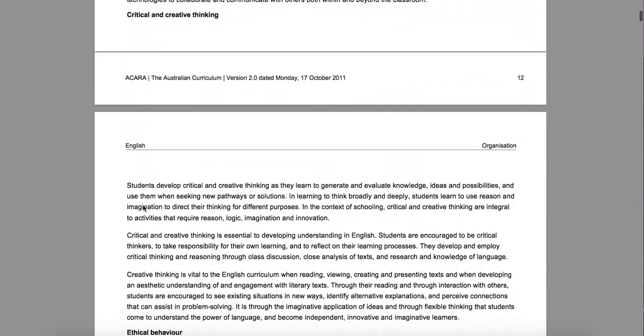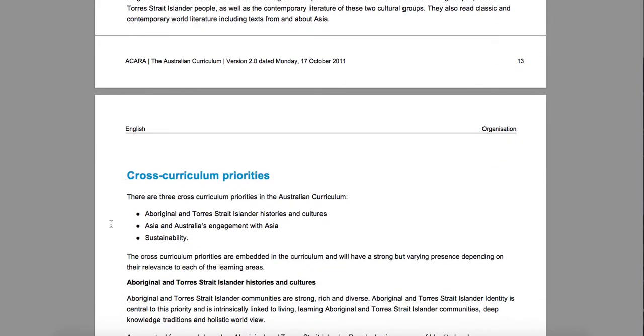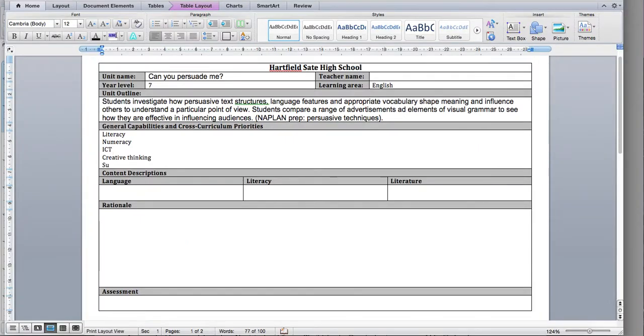And the cross-curriculum priorities. There are these three here: Indigenous perspectives, engagement with Asia, and sustainability. Okay, so I could say my unit of work is going to cover sustainability. I'll just write that there. You don't need to explain them, you're just putting them there. Of course, you'll keep those in mind when you're developing your unit of work, and make sure that you are embedding those capabilities and priorities into your units.